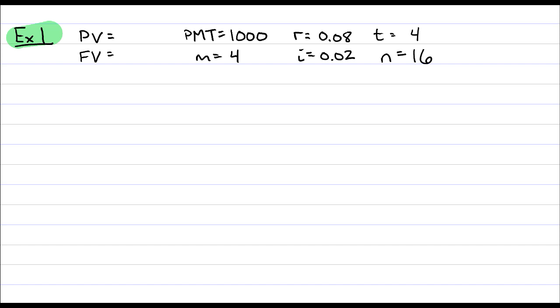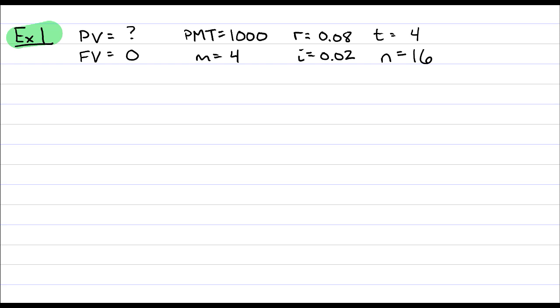And we want the account to be empty at the end of the 4 years. Basically, we are going to have just enough money for Kelly to be able to make these 16 withdrawals, and then after that last withdrawal, the account will be empty. So the question is, what should the PV be? How much should be deposited?